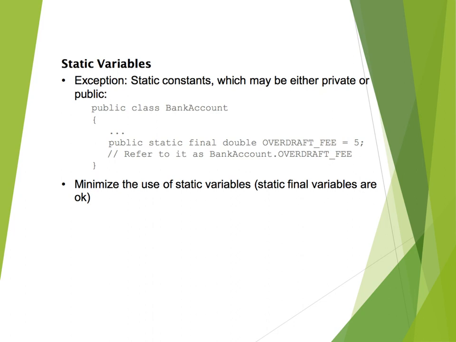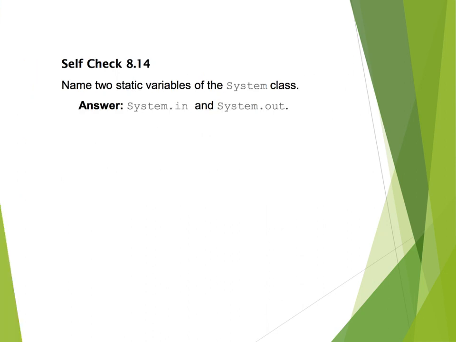So it's better to minimize the use of static variables because it makes your program prone to bugs and errors. But static final variables are fine. There's no problem with a static variable that is final, which means it's constant. But if it is not final, it's better to reduce or minimize the use of those variables. Maybe the two most famous static variables that you have all seen before in the System class are System.in and System.out.